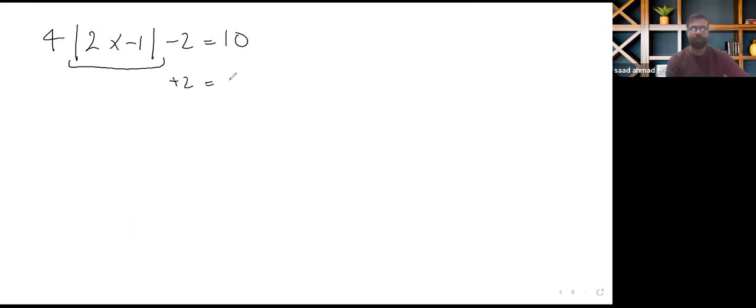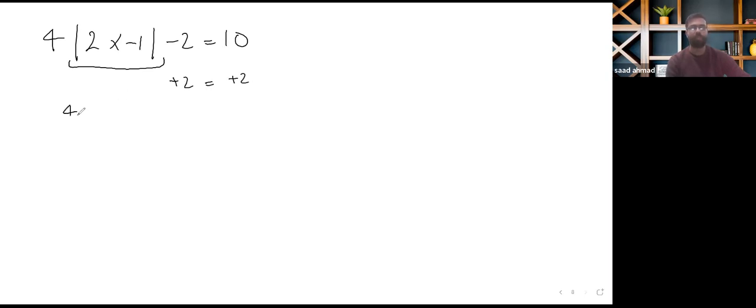Let's try some questions with absolute value equations and inequalities. So let's say we want to solve this absolute value equation for x. First of all, we cannot solve it unless we have this thing on one side and everything else on the other side. So what we do is we add 2 first of all on both sides.